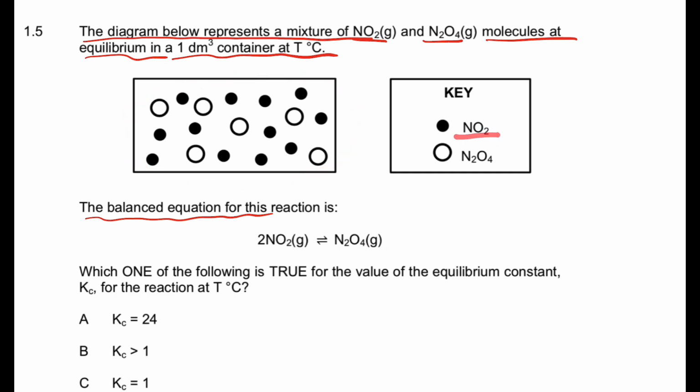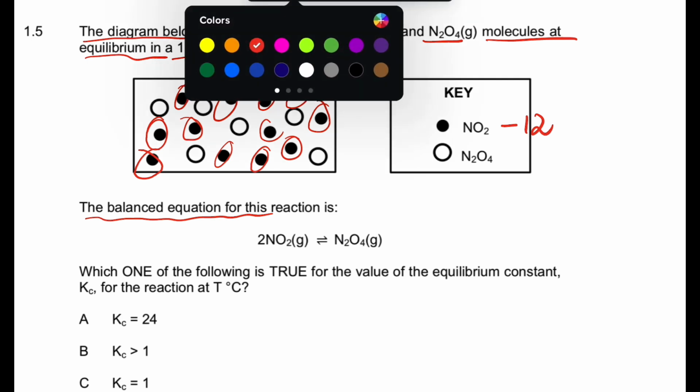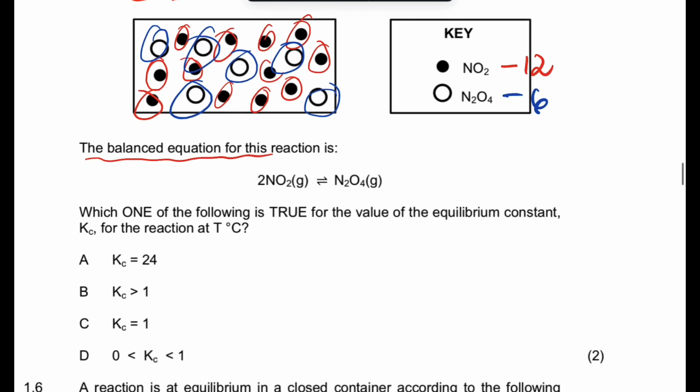So the nitrogen dioxide is those ones, and how many are they? It's 1, 2, 3, 4, 5, 6, 7, 8, 9, 10, 11, 12. So it's 12 of these, right? And then how many N2O4? It's 1, 2, 3, 4, 5, 6, right? It's 6 of them. Now let's go to the question.